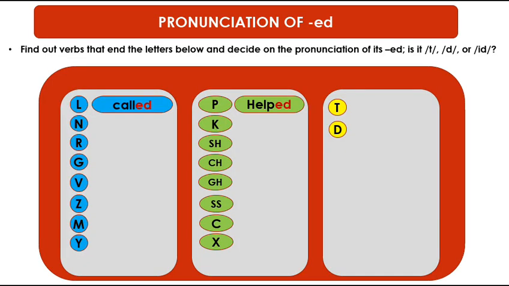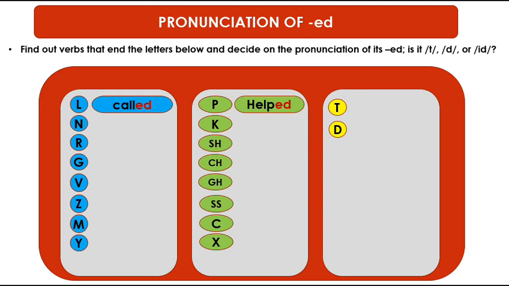Then we move to pronunciation of ed. Okay, you may know that this ed that we add to the verb to put it in the simple past is pronounced in three different ways. It may be t or d or id. So look at the three groups of verbs or of sounds below and try to find out verbs that end in the following consonants.